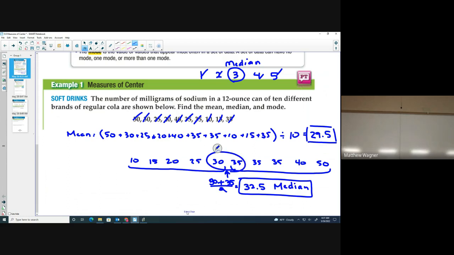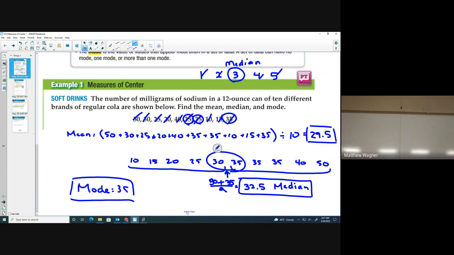Last but not least, the mode is the most common. In our set of information, I see a 35, a 35, and a 35, 3 times. So my mode in this case is 35. Hopefully you guys remember those measures of center. That's something you've been doing for quite a while now.